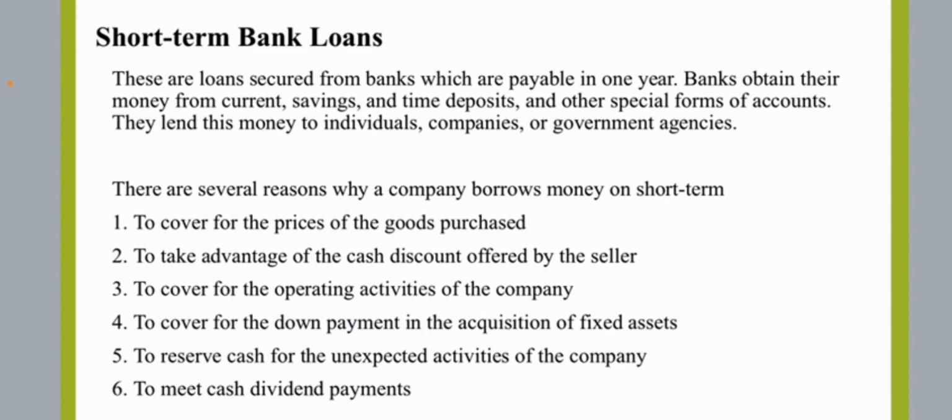First, to cover the prices of the goods purchased. Second, to take advantage of the cash discount offered by the seller. Third, to cover for the operating activities of the company. Fourth, to cover for the down payment in the acquisition of fixed assets. Fifth, to reserve cash for the unexpected activities of the company. Sixth, to meet cash dividend payments.